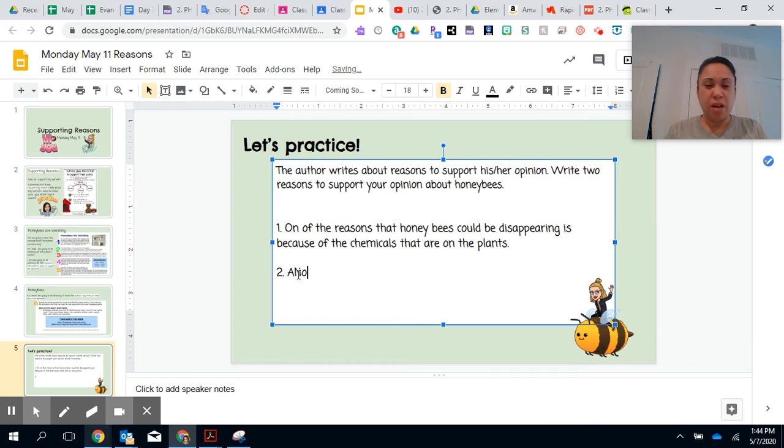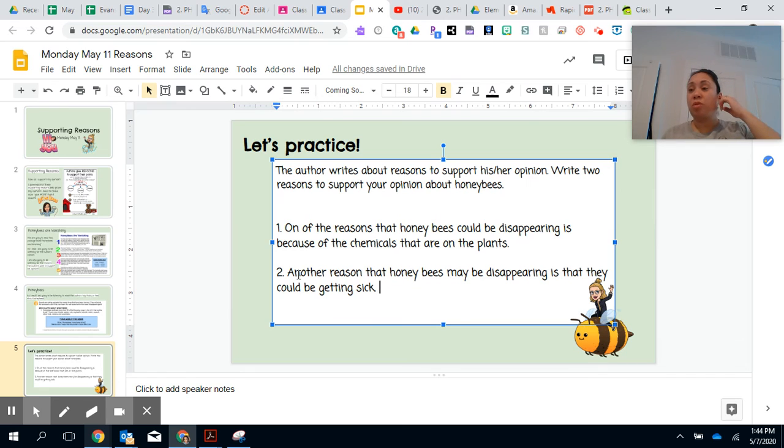Then another reason that honeybees may be disappearing is that they could be getting sick. So these are two things that we have to think about of the different reasons. And I found this in the text. So now I'm supporting what the author is saying. I found the reasons why he's saying maybe the honeybees are vanishing, which also means disappearing.